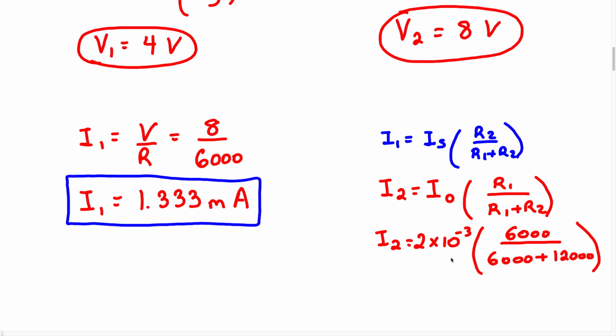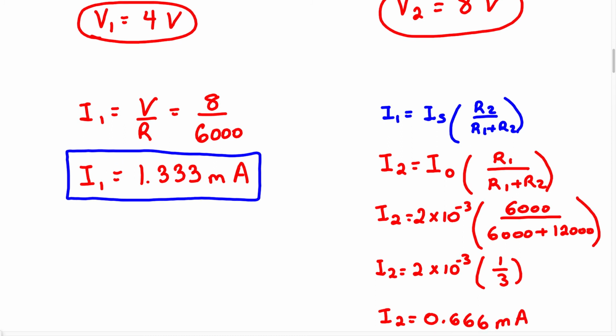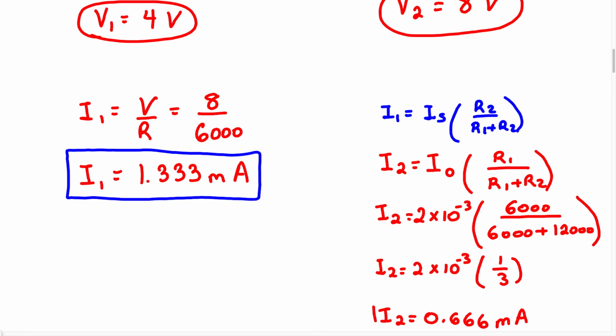So now that we have 12,000, let's start to simplify this. We have I2 equals 2 times 10 to the minus 3 multiplied by 1 over 3. Therefore, I2 equals 0.666 milliamp. Okay, so this is the value of the current I2. This might be important to us, so I'm just going to circle it.